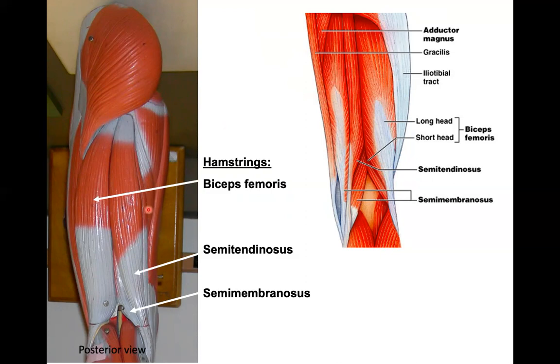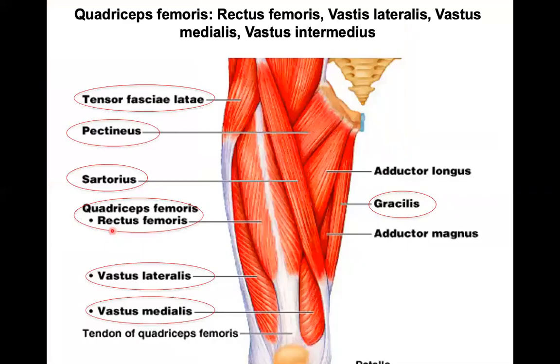Semimembranosus can be visualized from this side, on the more medial side, as well as the lateral side right here. Now, if you look at the anterior aspect of the thigh, there are multiple muscles you need to know. One of the ones that you probably have used in common terminology or when you work out is quads, or quadriceps. Quadriceps implies that there are four muscles involved. The proper terminology for these four muscles is quadriceps femoris, as in, again, four muscles associated with the femur.